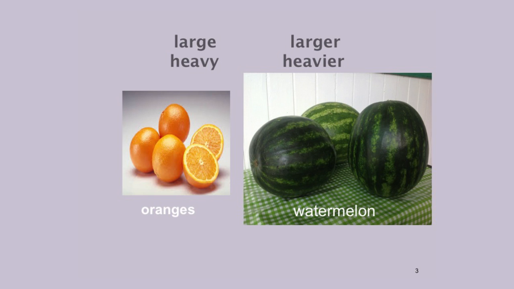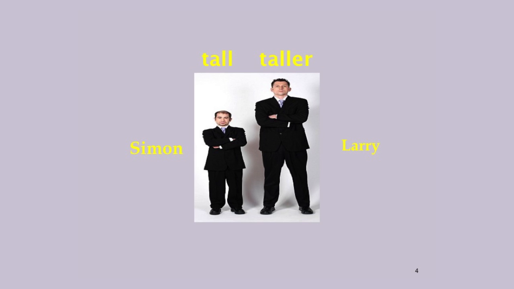Generally, watermelons are larger than oranges. They are also heavier. As you see from the picture, Larry is taller than Simon. We can also say that Simon is shorter than Larry.